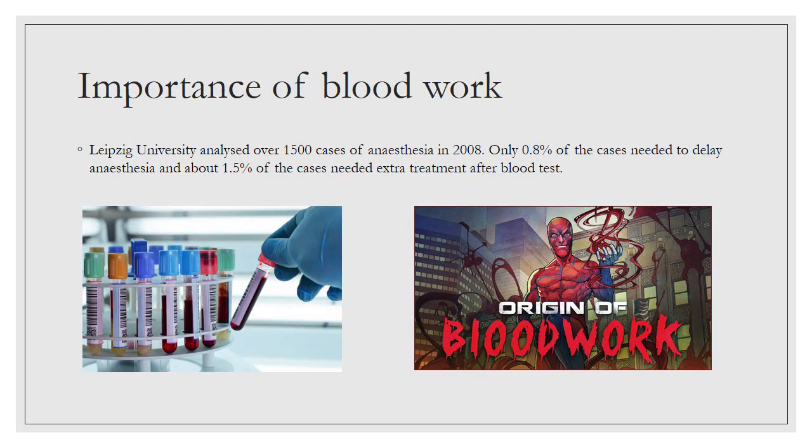It is very important to run blood work before general anesthesia. But some research has shown that only a small percentage of cases were delayed because of the blood work result showing unexpected body condition or organ functioning of the patient. This is research from Leipzig University. They analyzed over 1,500 cases of anesthesia in 2008. Only 0.8% of the cases needed to delay anesthesia, and about 1.5% of the cases needed extra treatment after the blood test. This means that in the majority of cases, our anesthetist or vet can get a rough, accurate idea about the patient's condition, and the patient may go through general anesthesia safely.